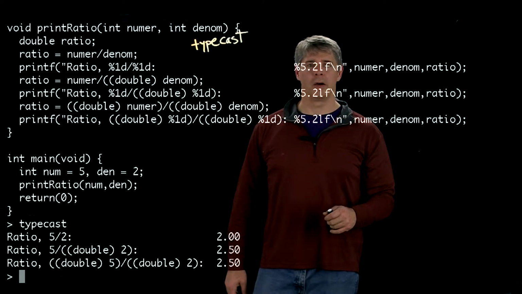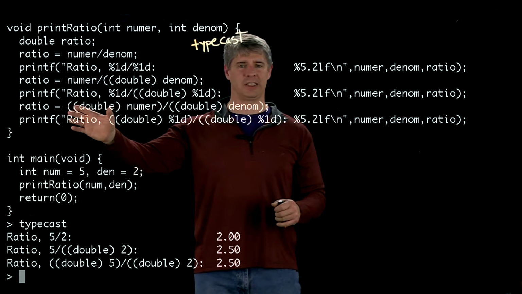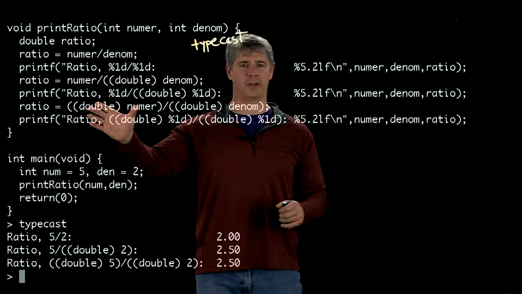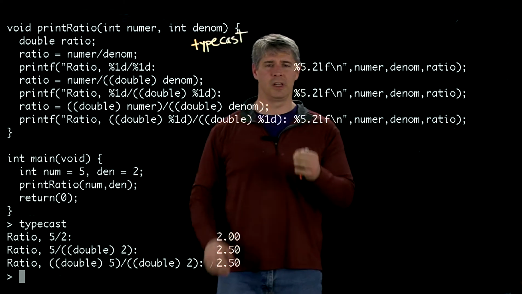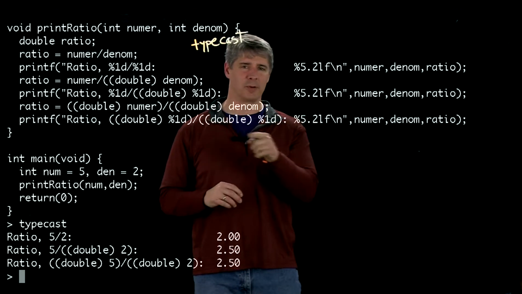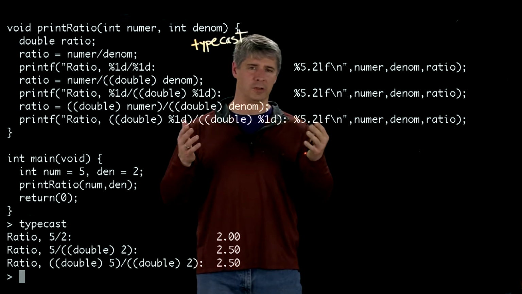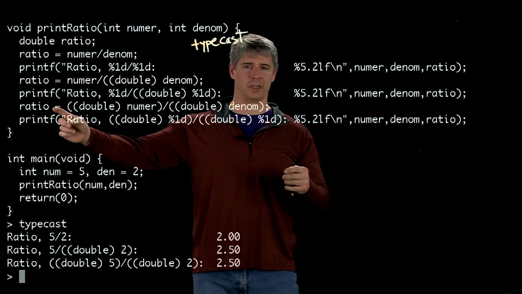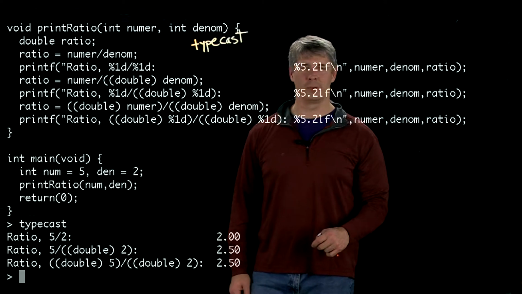Right? Okay, so the last one, now we're going to explicitly change both sides. So the numerator is going to be changed into a double, the denominator is going to be changed into a double. So the divide sign sees two doubles on each side. It does a double precision division, not an integer division. It takes the result, which is 2.5, and assigns it to ratio. And again, we print it out, so we see down here that the result is 2.5.